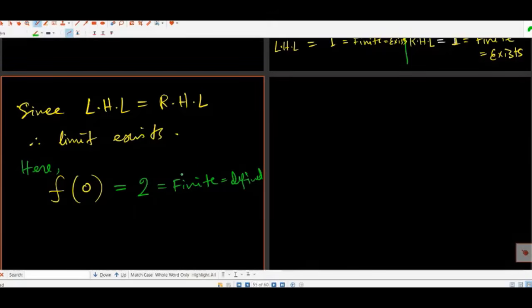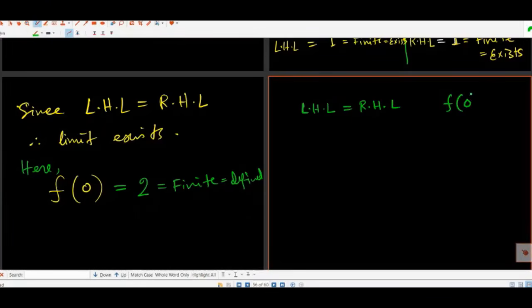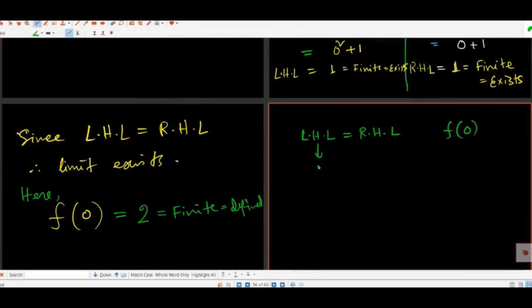So left hand limit, right hand limit, and functional value. The left hand limit is 1, the right hand limit is found to be 1. So these are equal, but the functional value is 2. So this is not equal to f of 0, right?